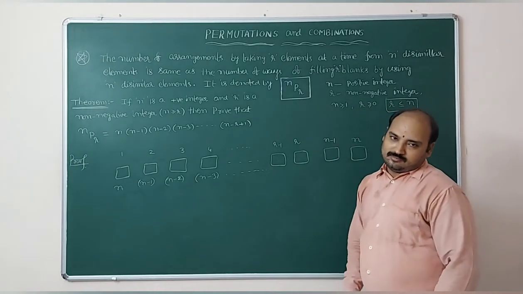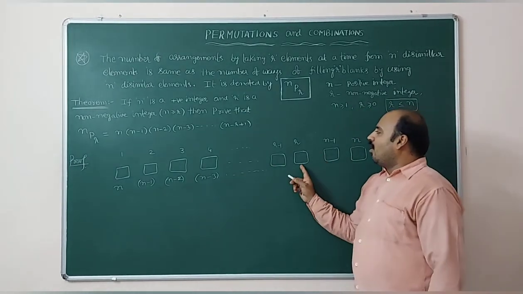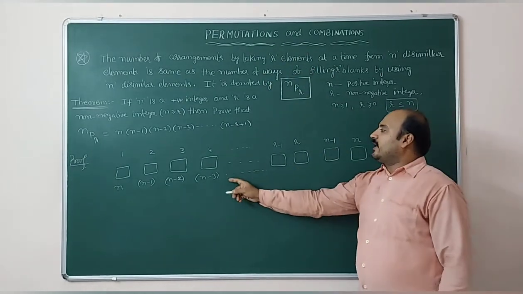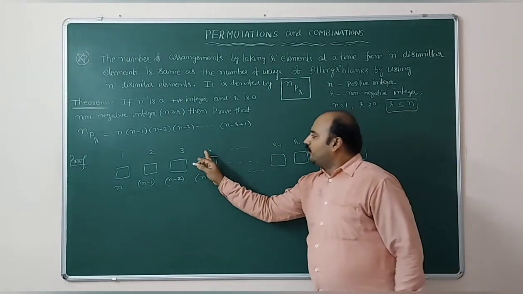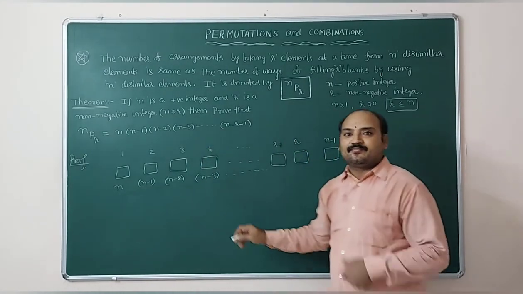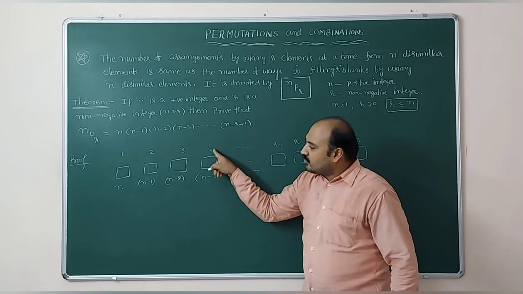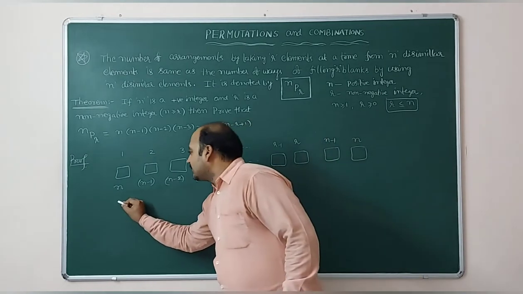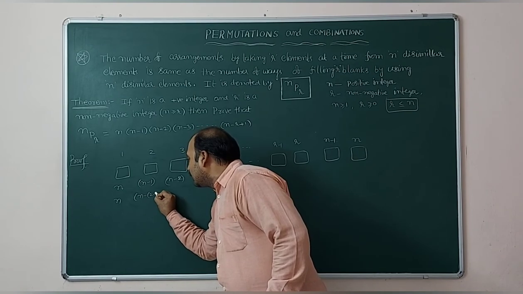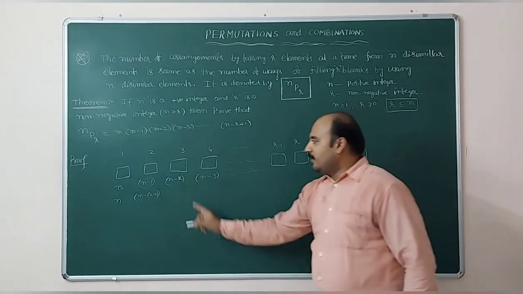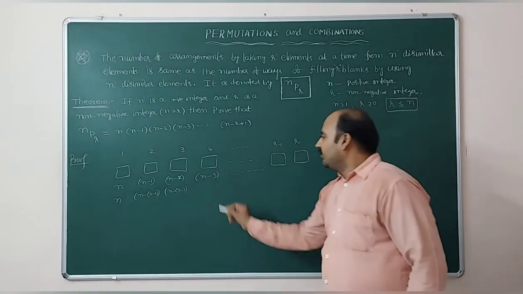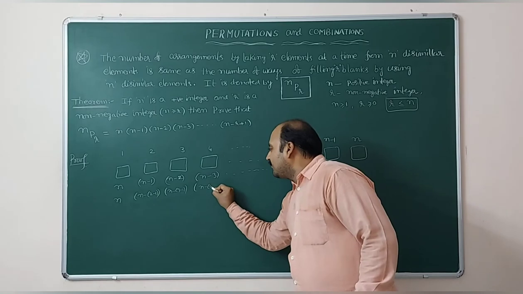And so on. To fill the rth blank, we need to fill all the elements, no? So in this way, if you want to fill the fourth blank, how many elements are left? N minus 3. So that means here 3 indicates 4 minus 1. Can I write it like this? N minus 1 means n minus of 2 minus 1. N minus 2 means n minus of 3 minus 1. N minus 3 indicates n minus of 4 minus 1.